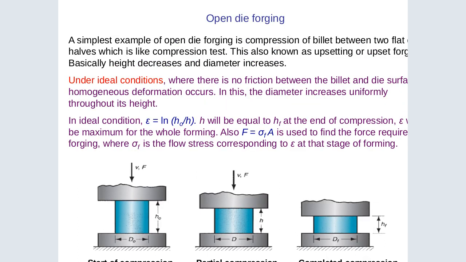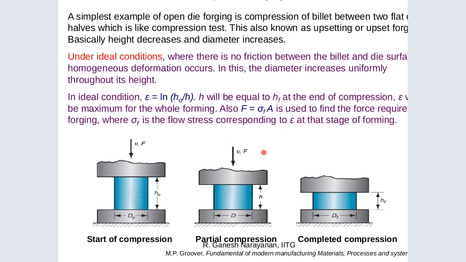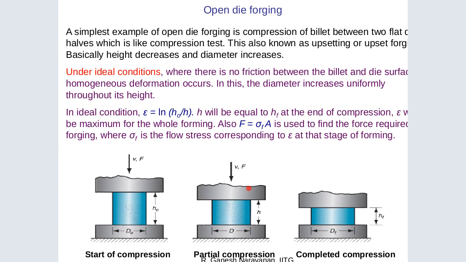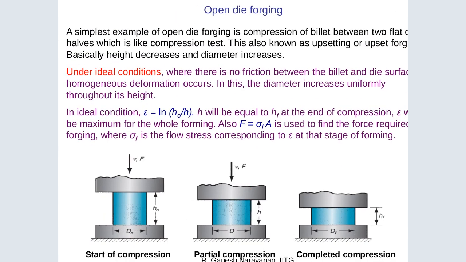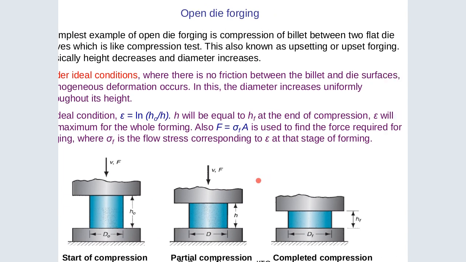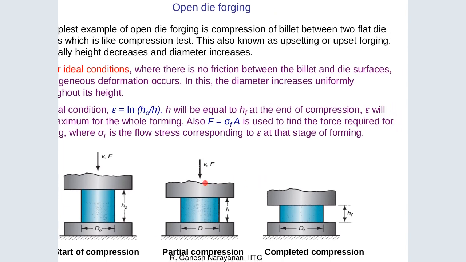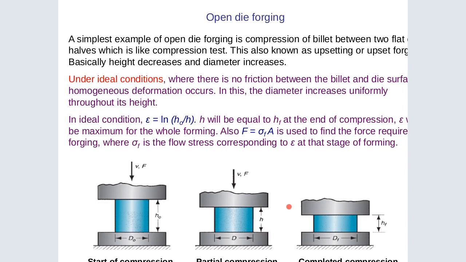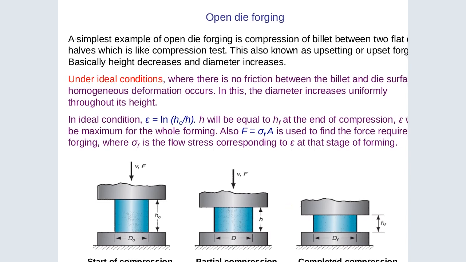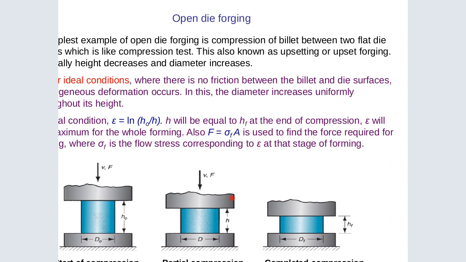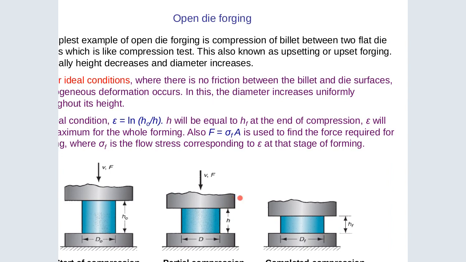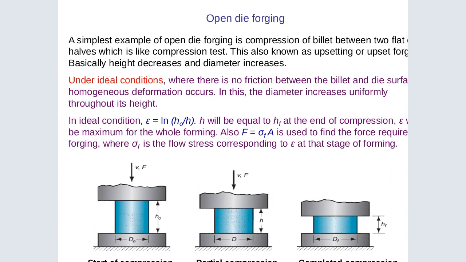Okay, we have open die forging. What is now an example of open die forging? We talked about the open die forging having the upper and the lower dies. The simplest example of open die forging is the compression of the billet between two flat die halves, which is like a compression test. This is also known as upsetting or upset forging.